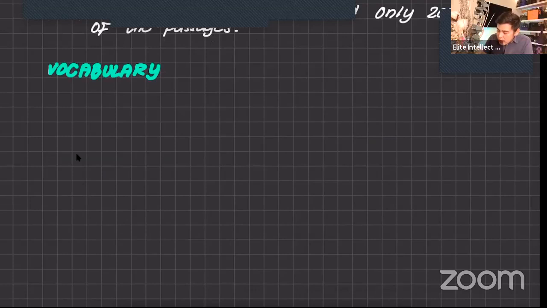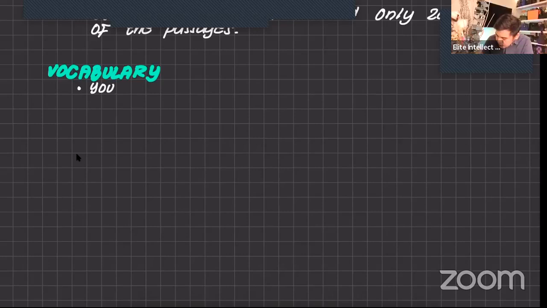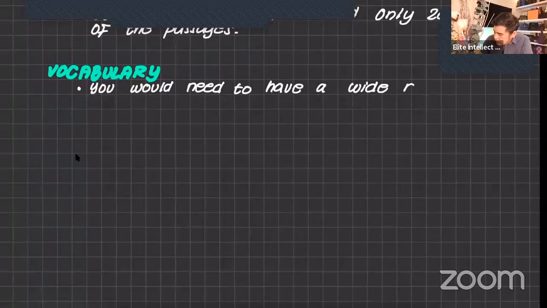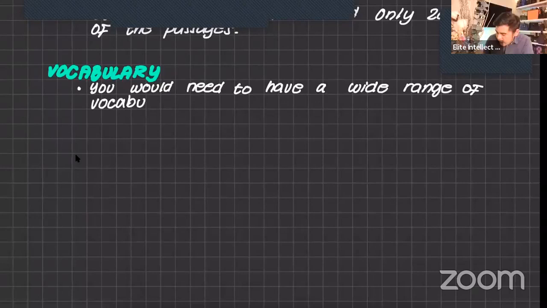You would need to have a wide range of vocabulary, okay? Because basically, guys, you are hunting down the synonyms. You are hunting down the synonyms, so you would need to widen the range of your vocabulary.